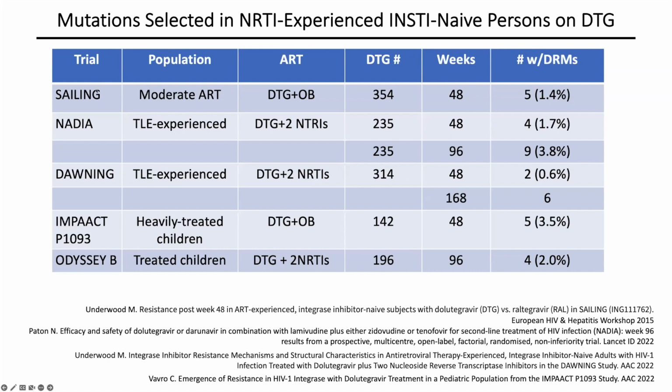So in the Sailing study and Dawning study, somewhat lower rates were observed because in those studies, resistance testing was used to help guide therapy.